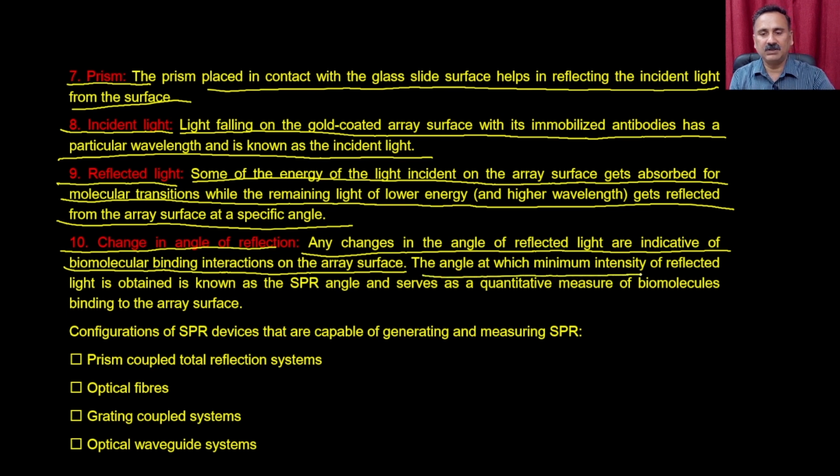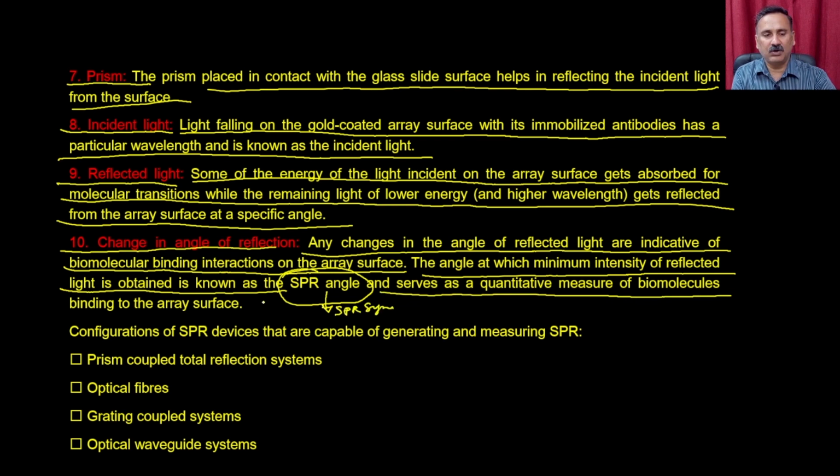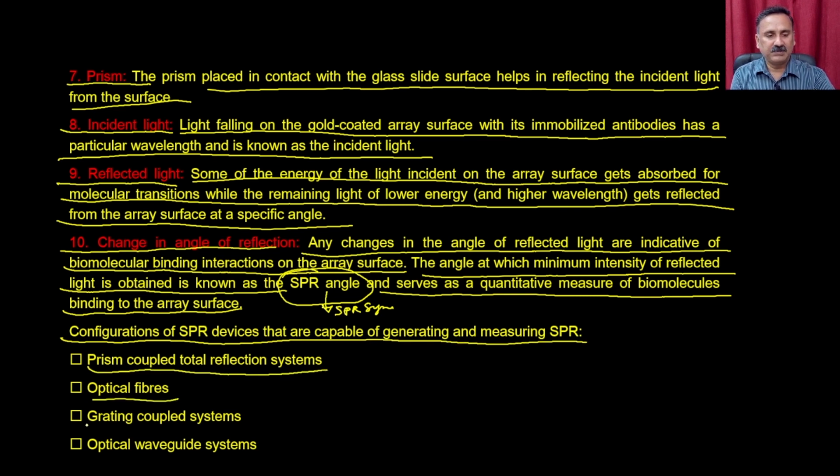The angle at which the minimum intensity of the reflected light is obtained is known as the SPR angle, and this is the angle at which you are actually going to see the SPR signal, right? It serves as a quantitative measure of the biological binding to the array surface. The configurations of the SPR devices that are capable of generating and measuring the SPR are the prism coupled total reflection, optical fibers, grating coupled system, and the optical wavelength systems.